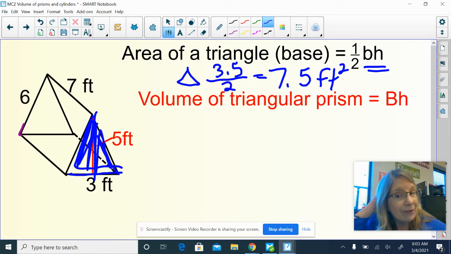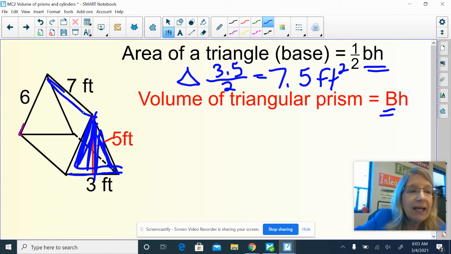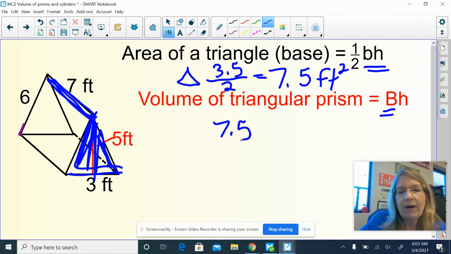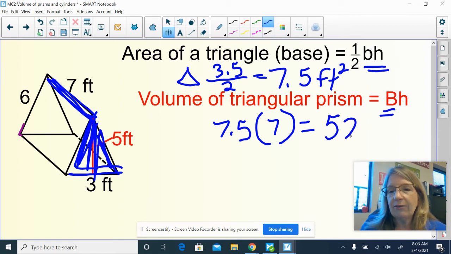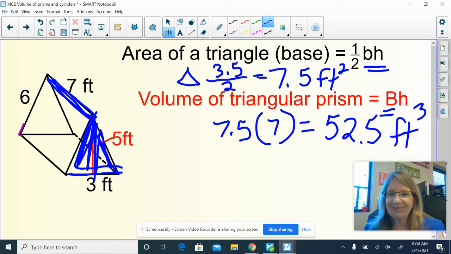Okay, so now if we said the volume is that base triangle times the whole height of the prism. And what would that be? 7.5 times the height of the whole prism. This is volume, so it'll be cubed again. 7.5 times 7 equals 52.5 feet cubed because it's volume.